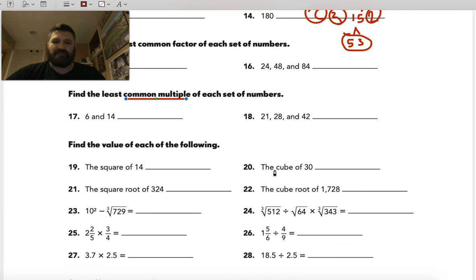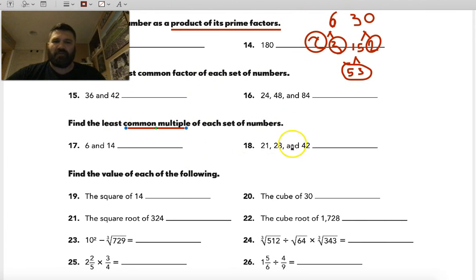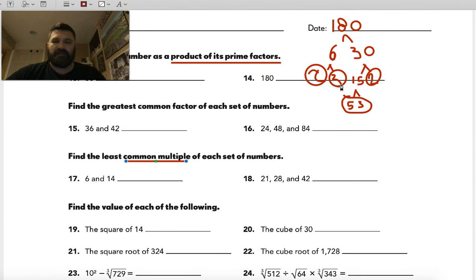So you should be able to do 17 and 18. You can do all of these with a factor tree. It is a lot harder if you don't remember how to do that. If you're doing the factor tree with common multiples, it's a little bit more challenging. I'm not going to show you because I don't want to confuse you if you don't remember how to do it.